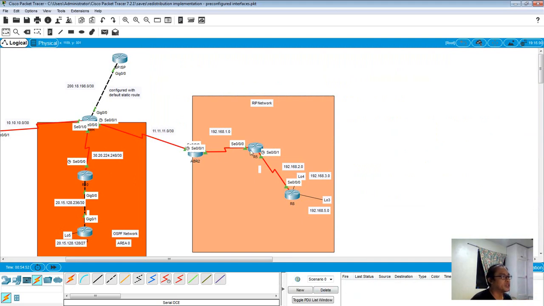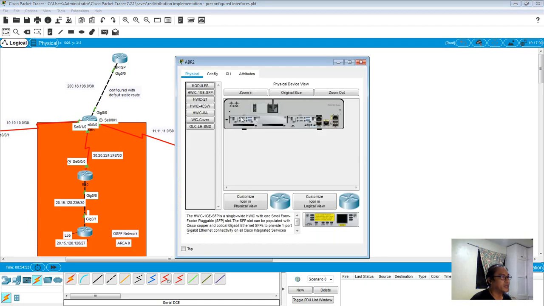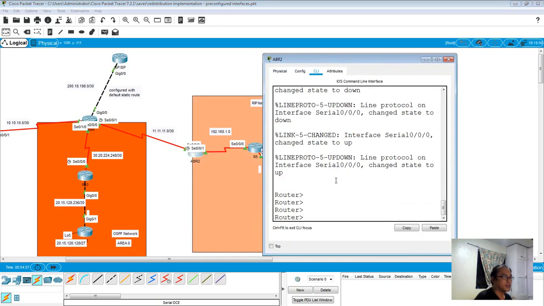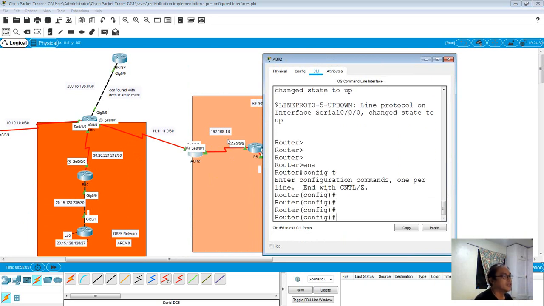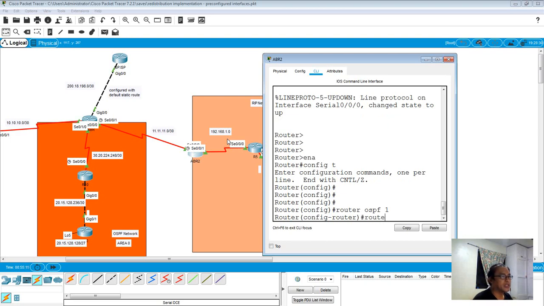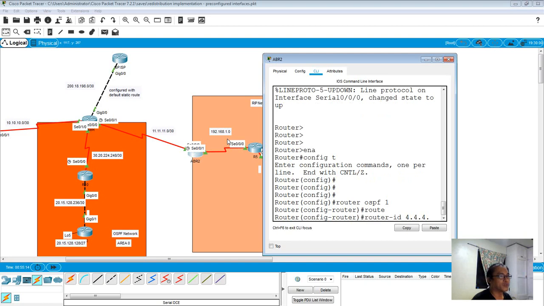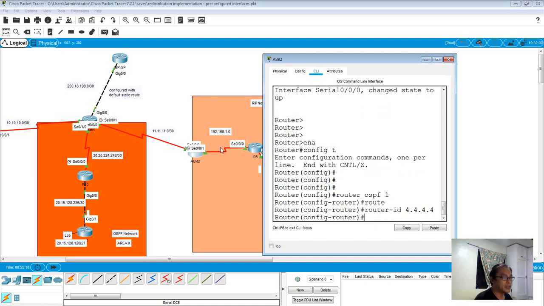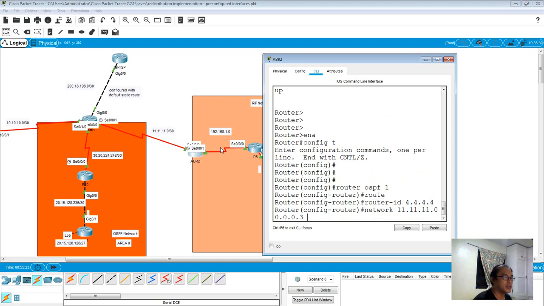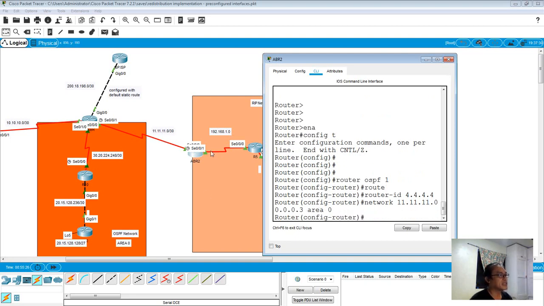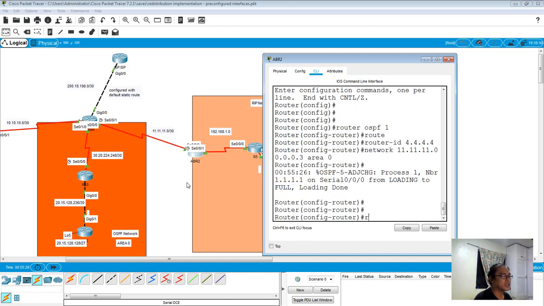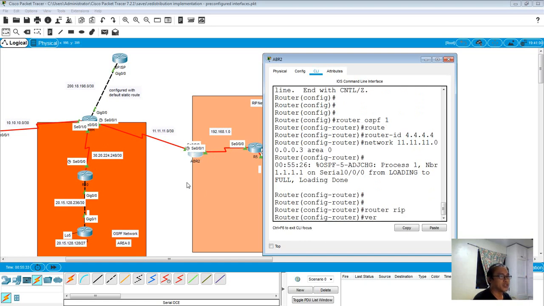So we are going to configure the RIP now. First, we go to the ABR. Take note, I will do OSPF first. At this area here, at this side here, there is an OSPF. Then on this side, there is the RIP. So enable, config T. Then give the command router OSPF 1 with the router ID of 4.4.4.4. Then the command network 11.11.11.0 0.0.0.3 area 0. So basically, this is area 0.